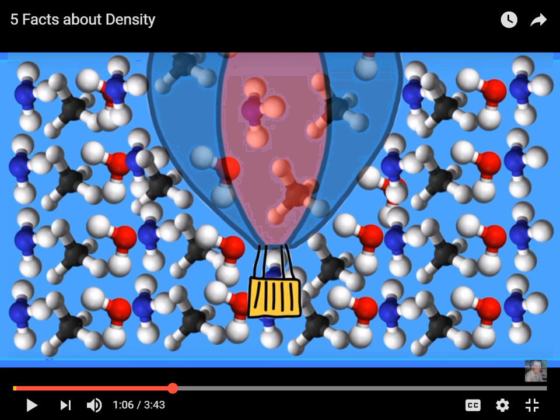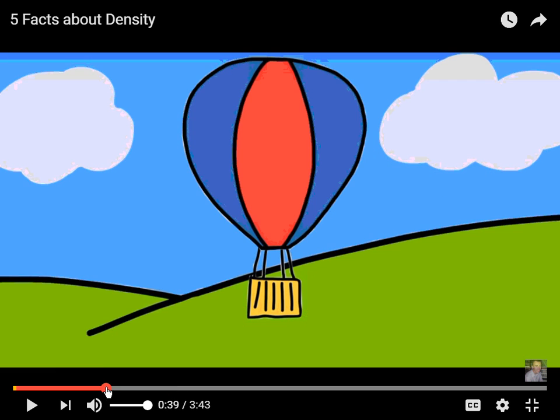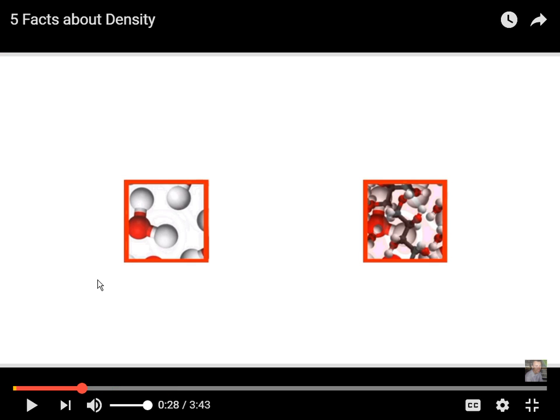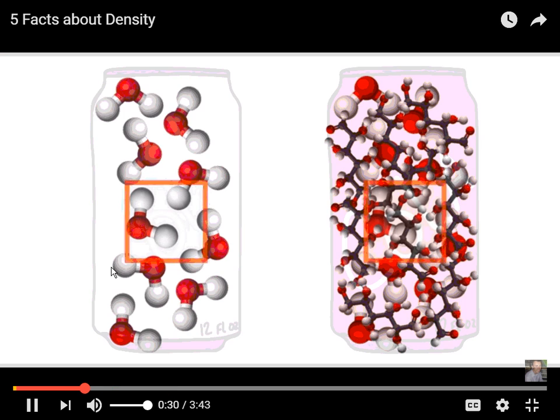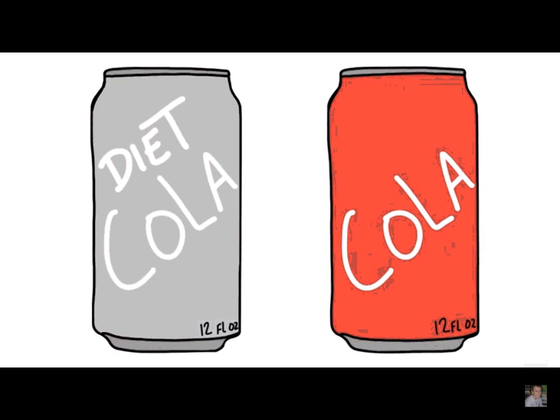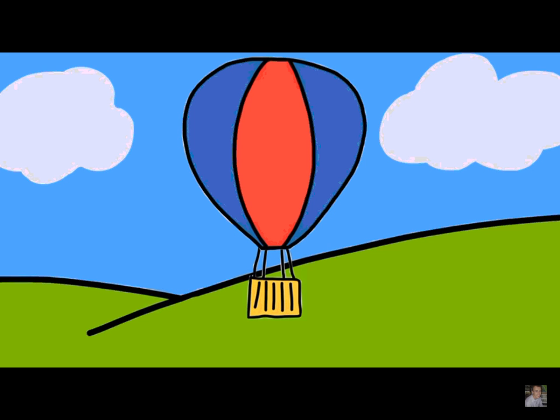Wait, what's the second fact? I'll back it up a little bit. I'm picking up homework, so I'm listening and doing this with you guys. Okay. Regular cola has additional molecules from the sugar. Putting more atoms in the water forces the molecules to be more dense, making the cola sink.